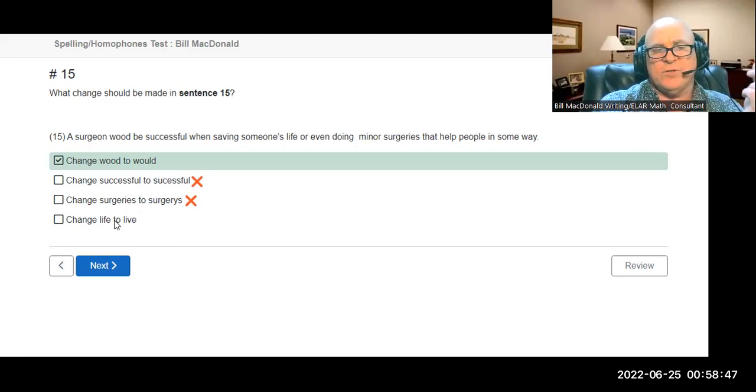Life, which is correct, to live, which is correct. That means you've got to check the usage. "When saving someone's live," no. So the only answer that works is letter A, or selection number 1. Clear the drawings. Next. So my time is working. 18 minutes, I'm doing okay. Clear the drawings. Click on my mouse, click on next.